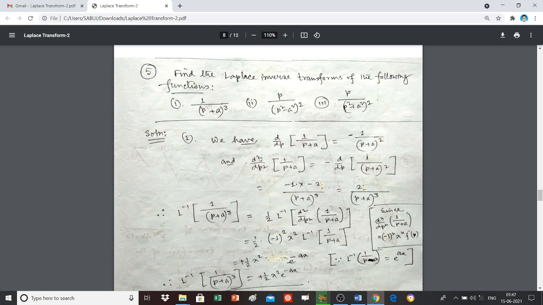And d squared by dp squared is the second order derivative of this 1 by (p plus a), that is d squared by dp squared of 1 by (p plus a), which is equal to this, minus is here. Then d/dp, because you already obtained d/dp of 1 by (p plus a) is equal to minus 1 by (p plus a) whole squared.